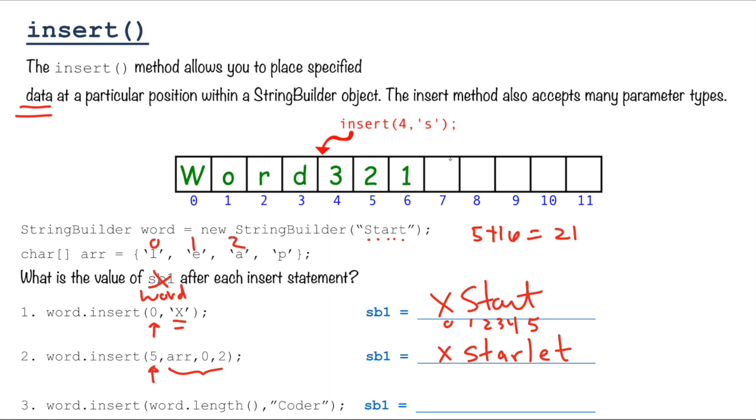And then we're going to do word.insert at word length. Well, the word length now is 1, 2, 3, 4, 5, 6, 7, 8. The word length is 8, but the index is 0, 1, 2, 3, 4, 5, 6, 7. So at position 8, we are allowed to insert. We're allowed to insert 1 past the index, but no more. It would cause an index out of bounds error. And it will insert coder at the end. So this is no different than the append method. Insert at word length is the same as append. And we have X starlet coder. And that's what would be stored by word.